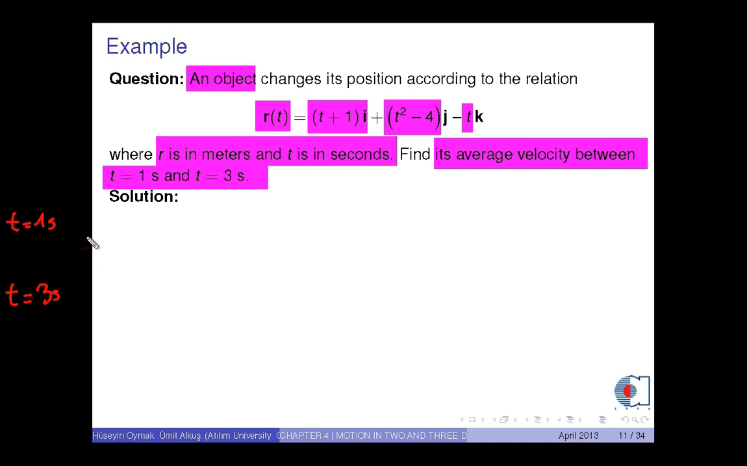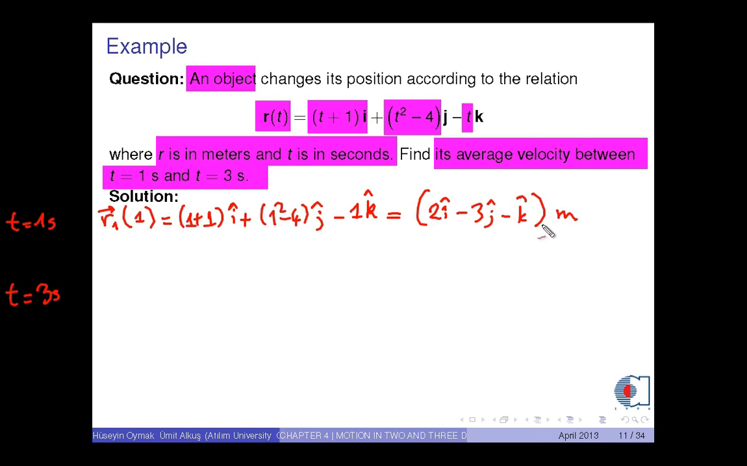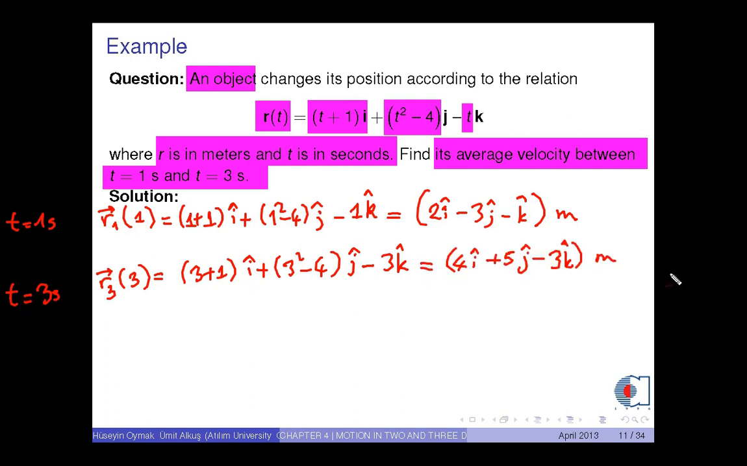We need first the positions at these times. That is, r of 1 equals 1 plus 1 i plus 1 squared minus 4 j minus 1 k. That is 2i minus 3j minus k meter. And r of 3 equals 3 plus 1 i plus 3 squared minus 4 j minus 3k. That is 4i plus 5j minus 3k meter.